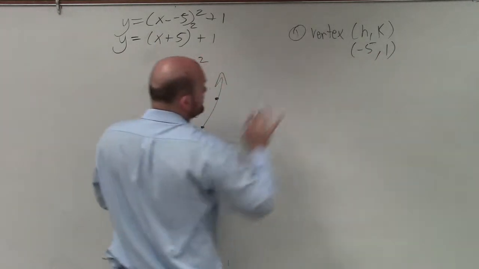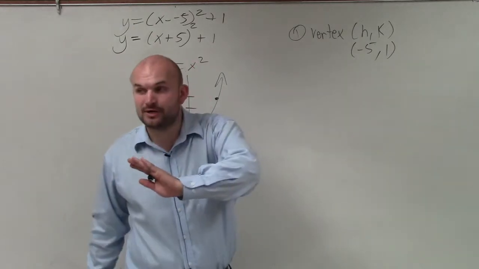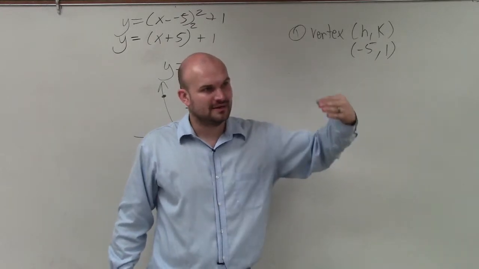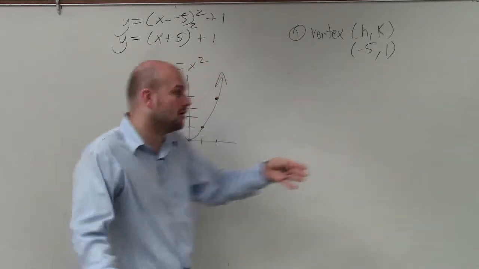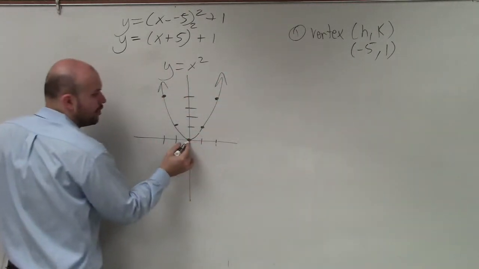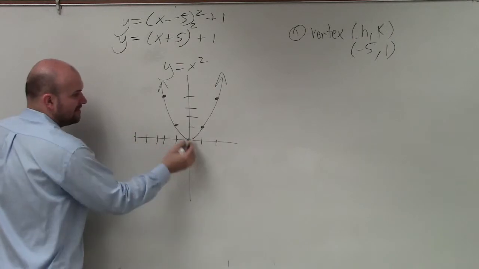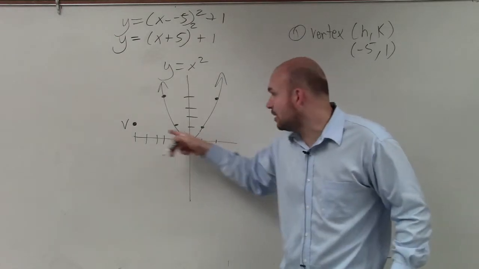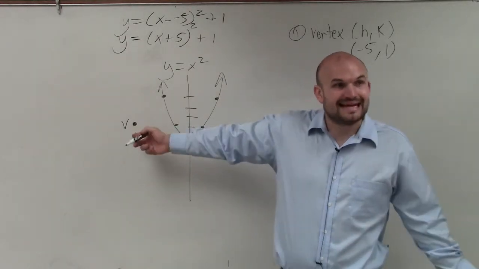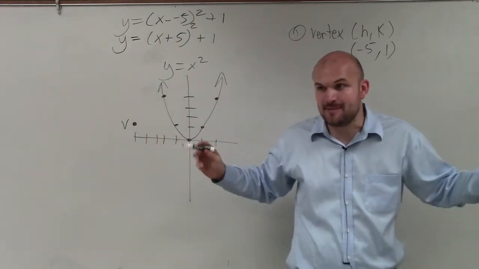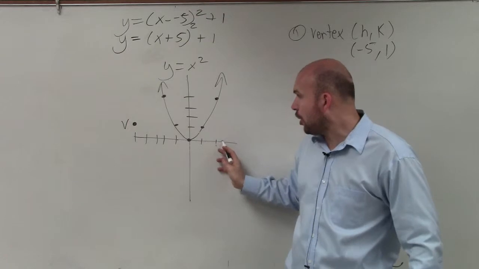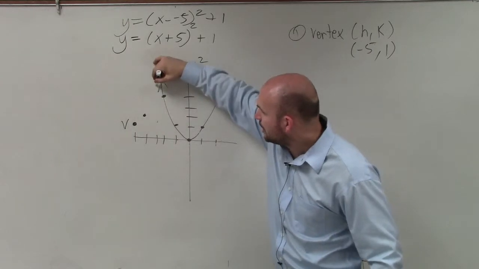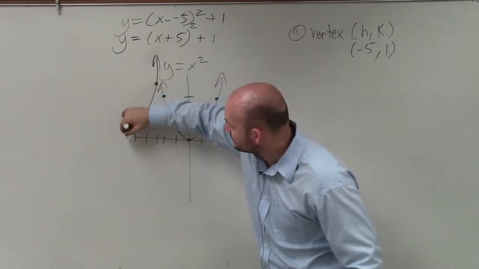Okay. So now what we're going to do, you do not have to draw the parent graph every time. I'm just using it as a teaching tool so you guys can see the easy way of doing this. Basically, all we're doing is taking this vertex and going over negative 5, 1, 2, 3, 4, 5, and up 1. So I want you guys to see that my vertex has moved from 0, 0 to negative 5, 1. And now, since a is equal to 1, just like this one, which went over 1, up 1, over 2, up 4, all I'm going to do here is go over 1, up 1, over 2, up 4. And you do the exact same thing.